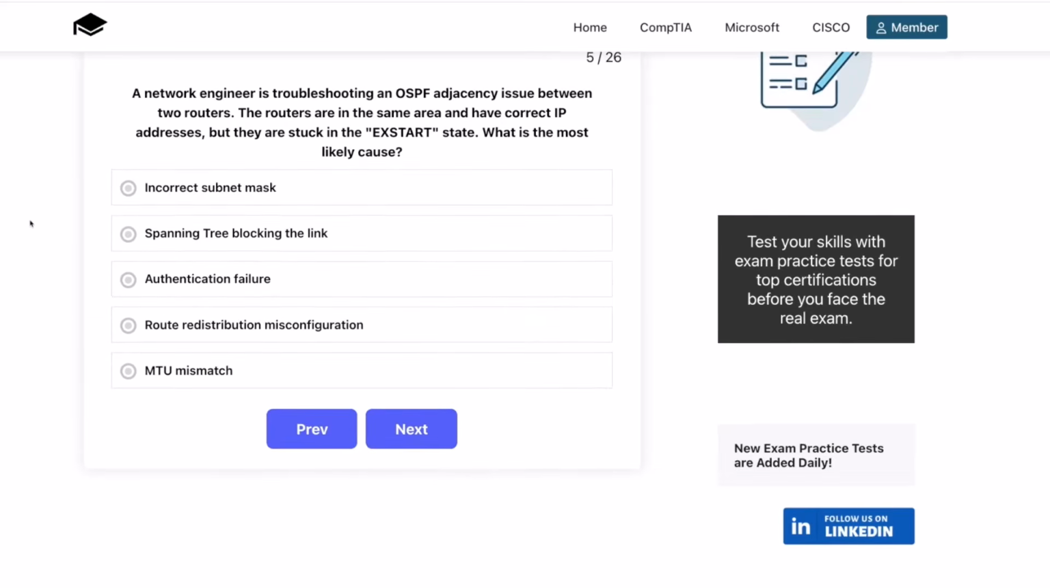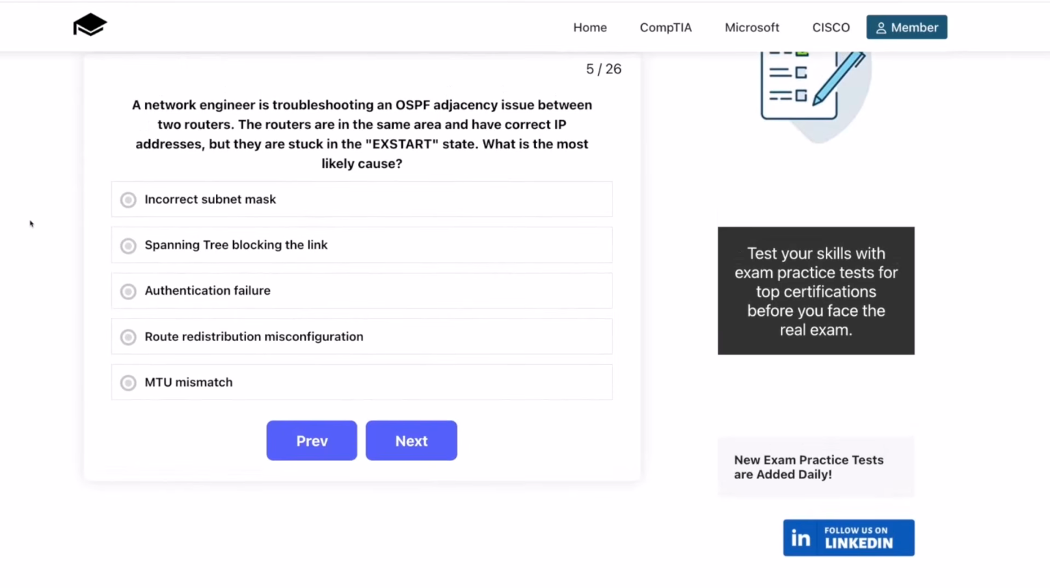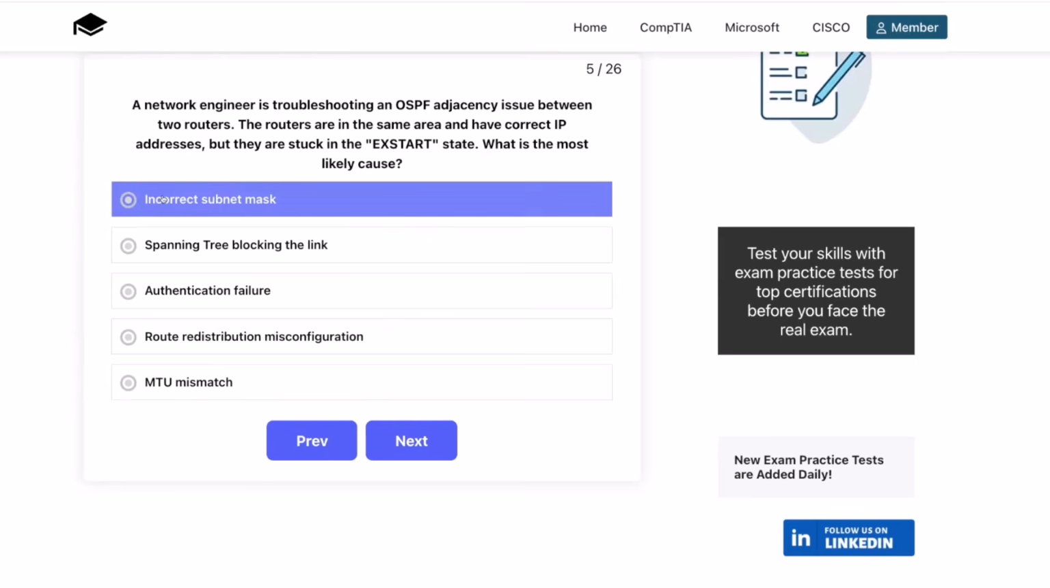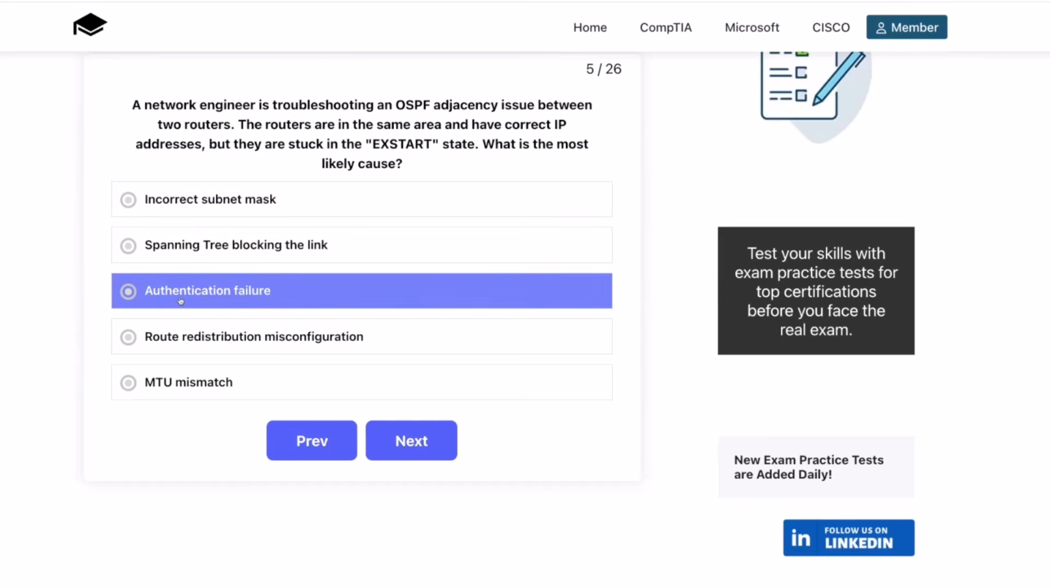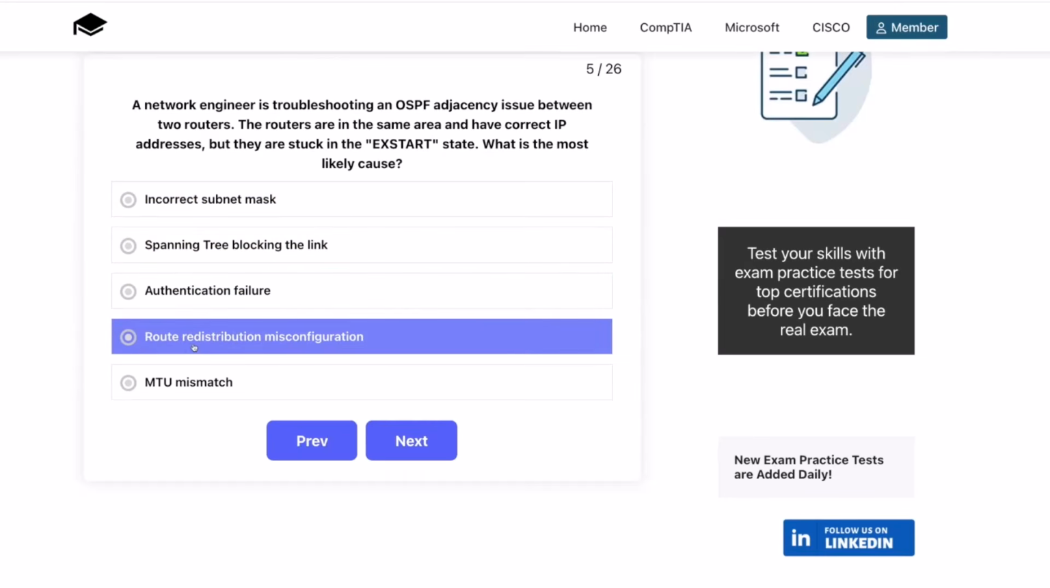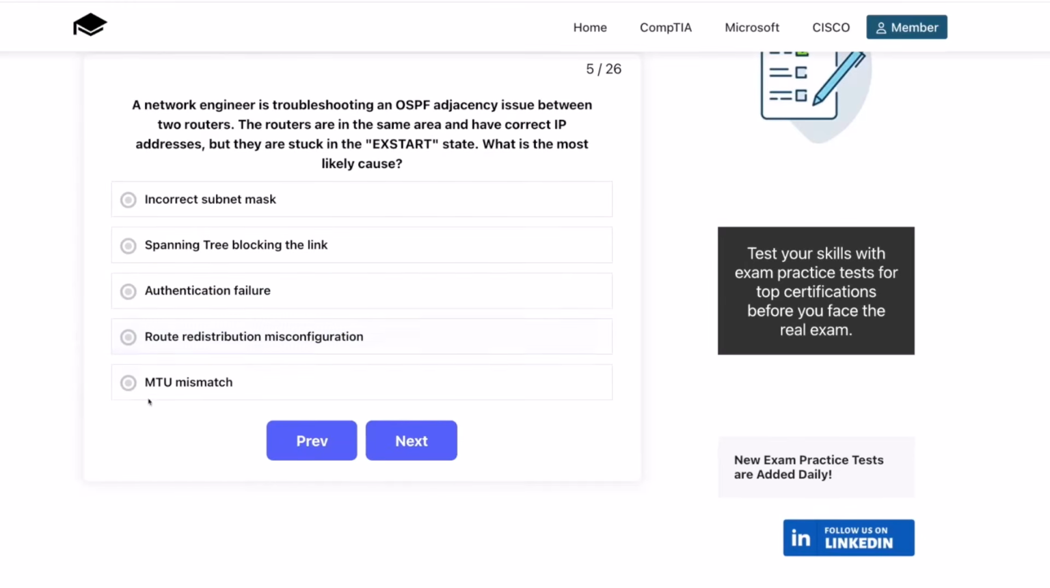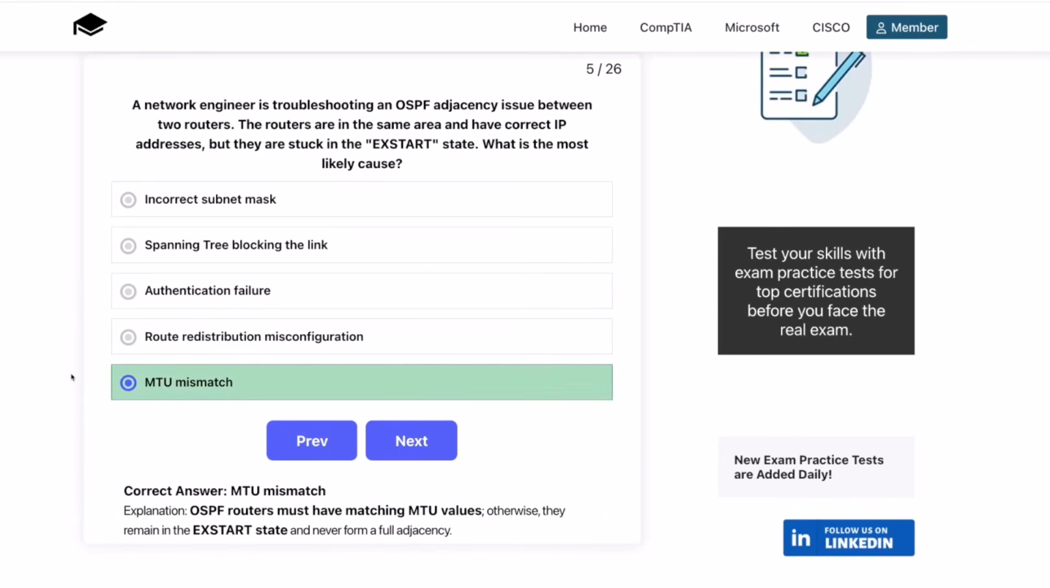All right, question 5. A network engineer is troubleshooting an OSPF adjacency issue between two routers. The routers are in the same area and they have correct IP addresses, but they are stuck in the "ExStart" state. What is the most likely cause? Is it incorrect subnet mask? Spanning tree blocking the link? Authentication failure? Route redistribution misconfiguration? Or MTU mismatch? The correct answer is MTU mismatch. OSPF routers must have matching MTU values. Otherwise, they remain in the ExStart state and never form a full adjacency.